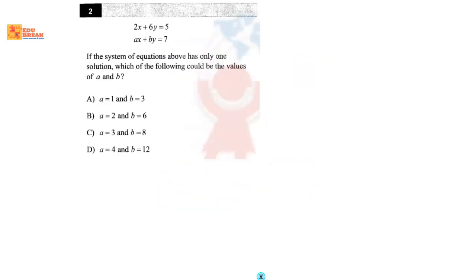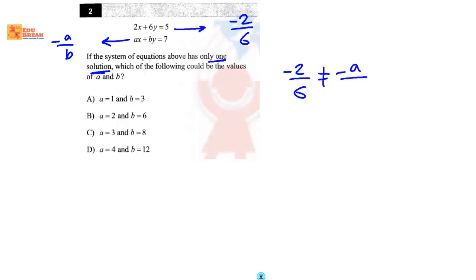Next question, question 2. 2x plus 6y equals 5 and ax plus by equals 7. If the system of equations above has only one solution, which of the following will be the values of a and b? So we have a system of linear equations which has only one solution. It means that the slope of the first line does not equal the slope of the second line. To find the slope of the first line, it will be negative the coefficient of x, which is negative 2, over the coefficient of y, which equals 6. And to find the second slope, it will be negative a over b. It means that we have negative 2 over 6 not equal to negative a over b.